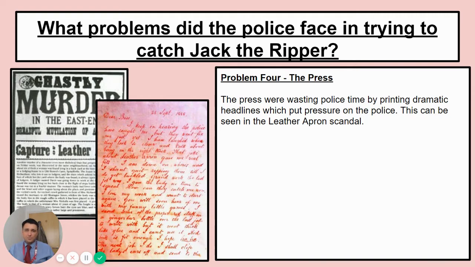The problem with this was that in the Whitechapel area, there was a poor guy who had the nickname Leather Apron. His name was John Pizer. The newspapers all put this headline of Capture Leather Apron, he's the killer. Poor old John Pizer was completely innocent, he even had a policeman as an alibi for where he was on the night of the murder. He was arrested, and the police had to follow this up because the public said, you've got to find Leather Apron, you've got to arrest Leather Apron.